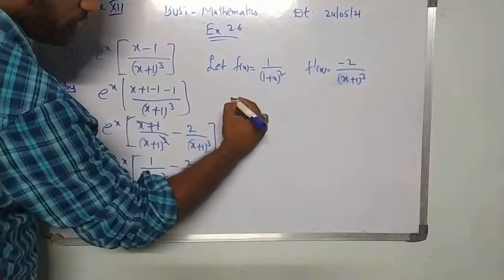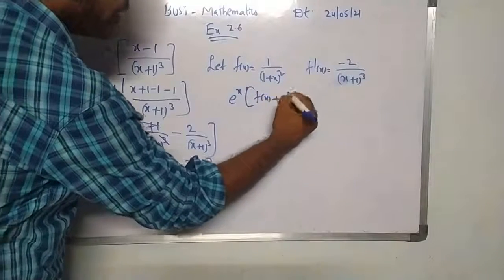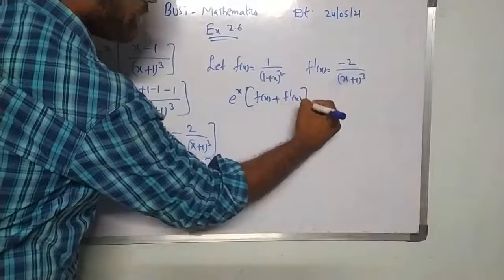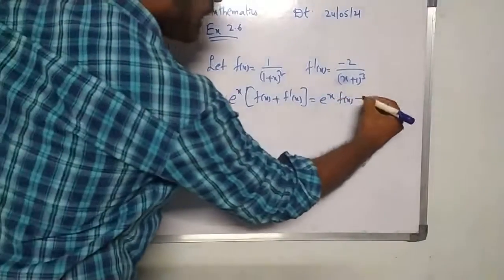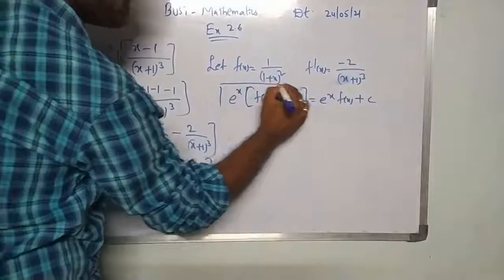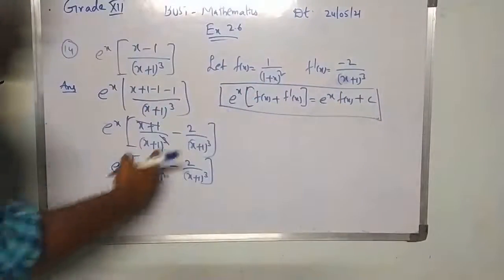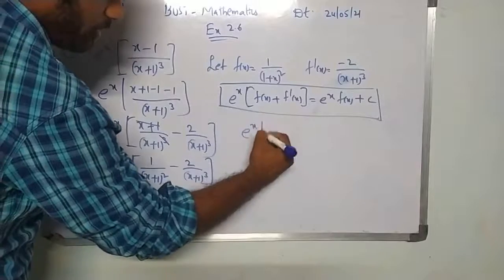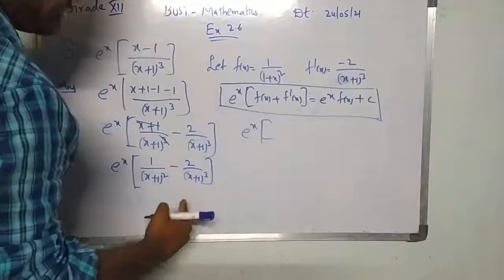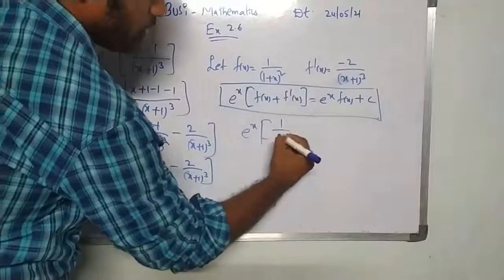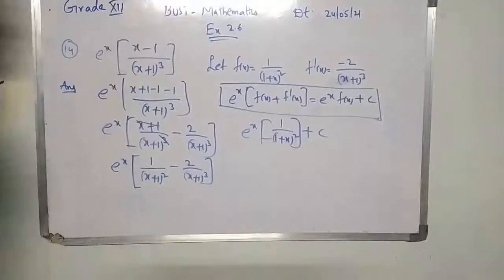So it is looking clear to us what formula we can use here. E power x into f of x plus f dash of x. The formula we can use is e power x into f of x plus c. So if I substitute in this, what are we going to get here? E power x into, what is our f of x here? 1 by (1 plus x) whole square plus c.